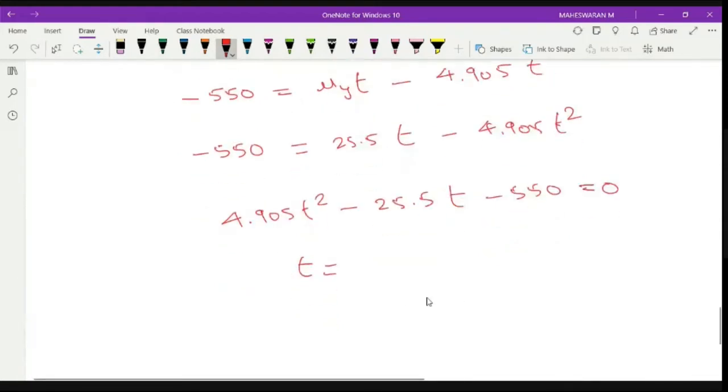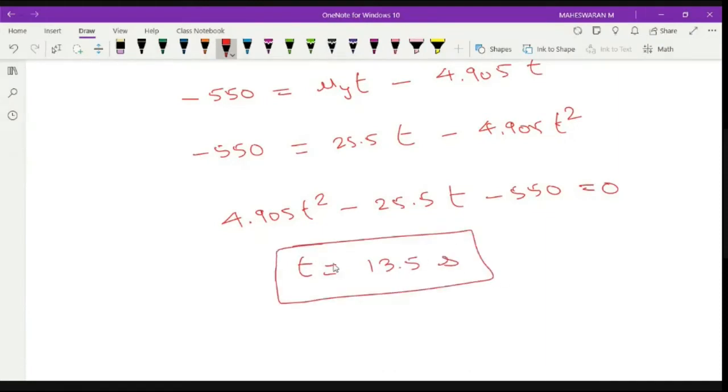13.5, sir. So 13.5 seconds. Good. Another value is minus 8.3. Okay, leave that. The negative term, you need not worry about it. So always consider the positive value. So in this 13.5, if they ask what is the time taken for the bullet to strike the ground, you can include this, right?